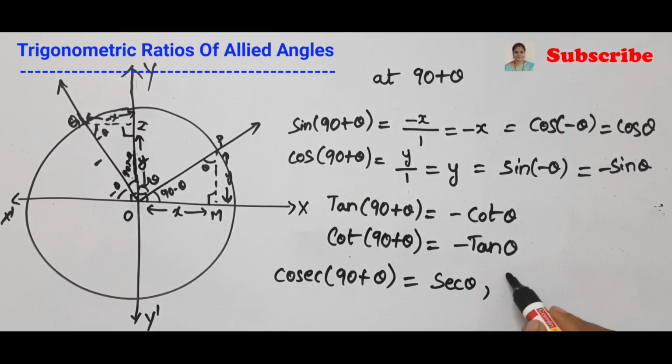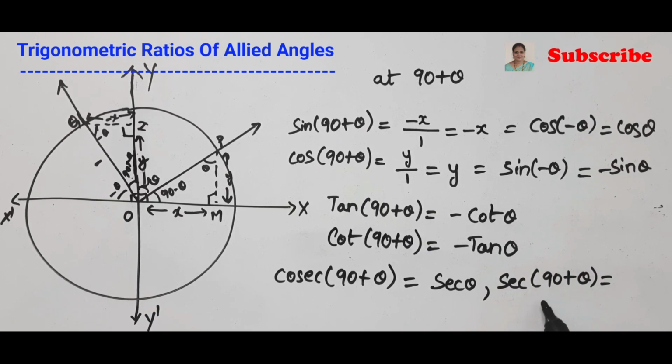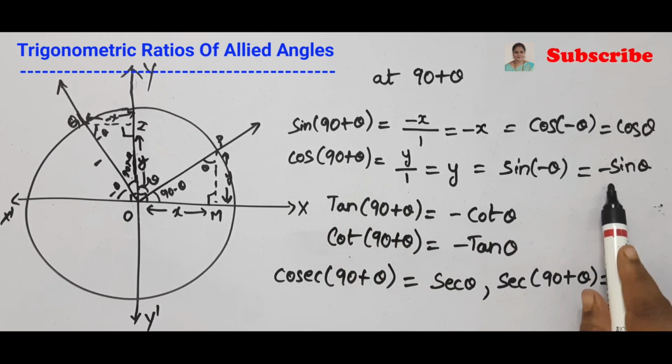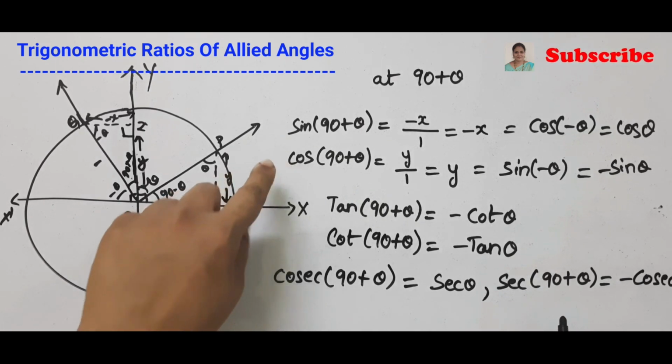Next, secant of 90 plus theta is equal to the reciprocal of cos of 90 plus theta. So cos of 90 plus theta is nothing but minus sin theta. So 1 by minus sin theta is nothing but minus cosecant theta. So we got tan of 90 plus theta, cot of 90 plus theta, cosecant of 90 plus theta, and secant of 90 plus theta by using these values.